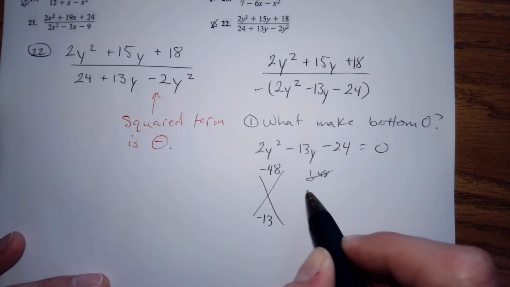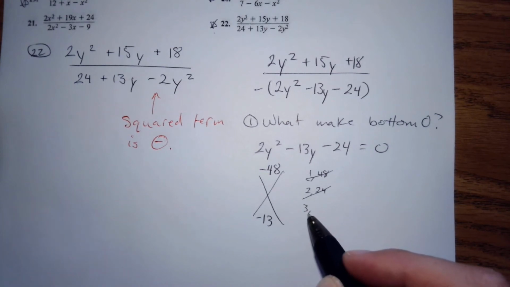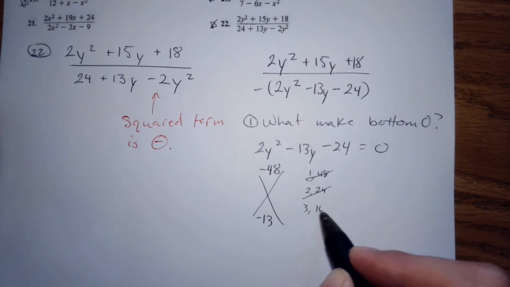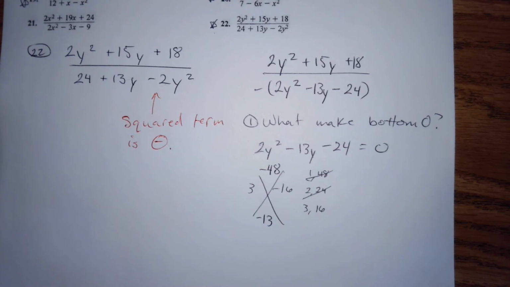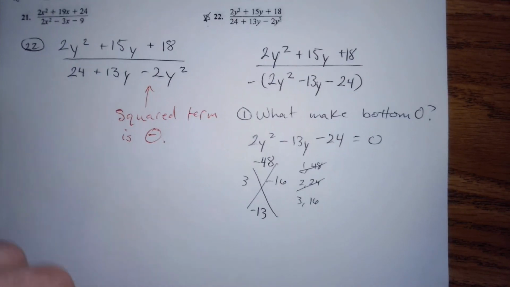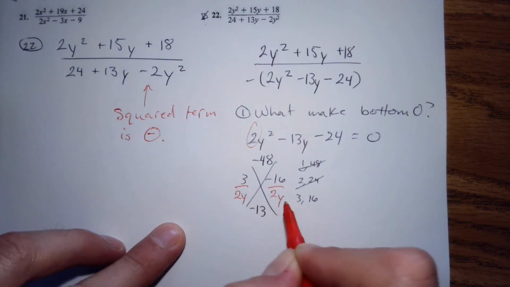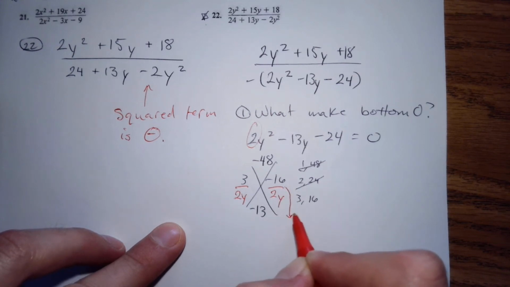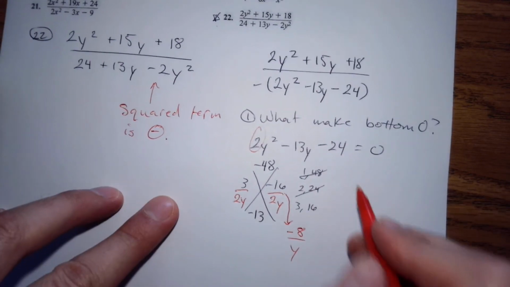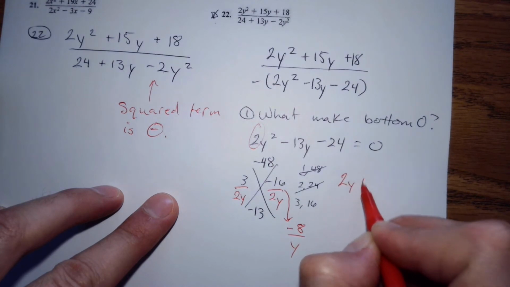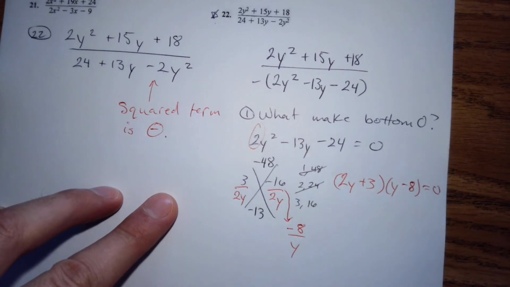1 times 48 doesn't work. 2 times 24 doesn't work. 3 times, what is that? 1, 18, 16. That works. Negative 16. And then because we have the 2 there, we divide by 2y. This becomes negative 8 over y. So factored would be 2y plus 3 and y minus 8 equals 0.